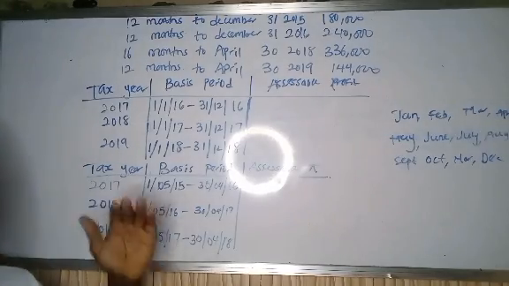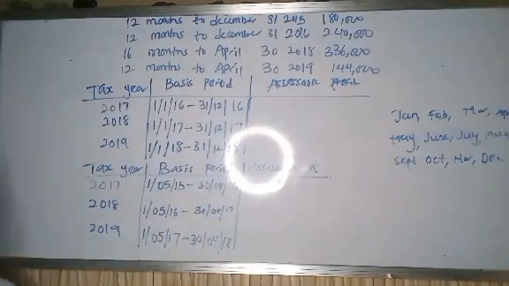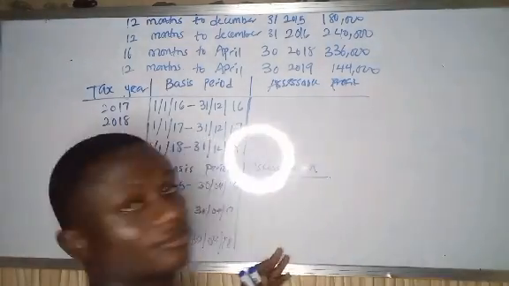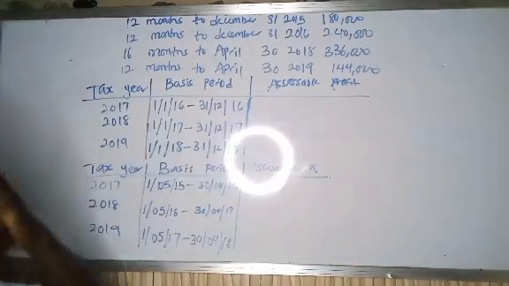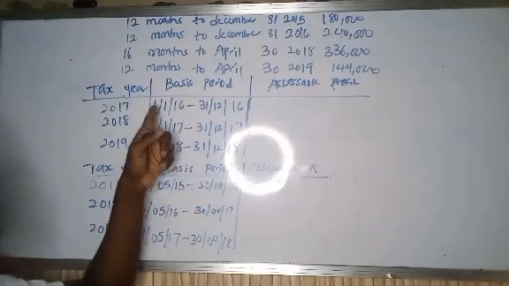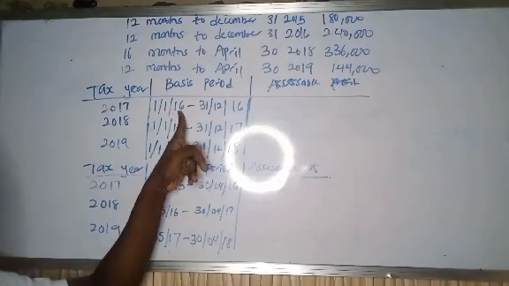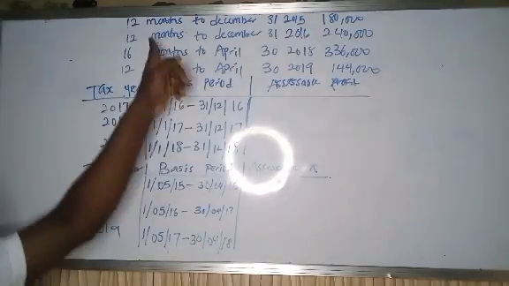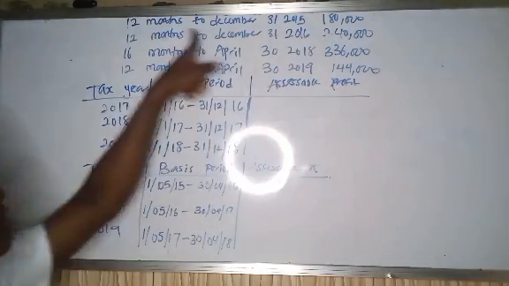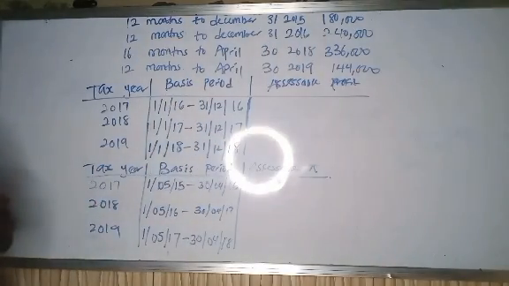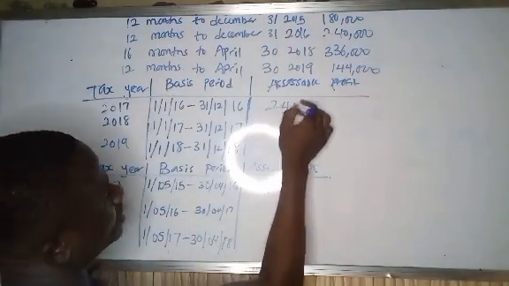Then if you have successfully analyzed the basis period, the next thing to do is to calculate the assessable profit. So we do the rough workings here. Let's calculate the assessable profit. Now, from our question, which period? The period of 1st of January 2016 to 31st of December 2016. And I think we have that here already, 12 months to December 31st, 2016, a profit of 240,000. So we don't have much issue with that.